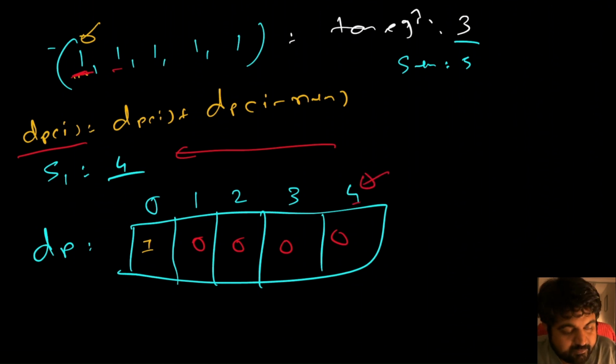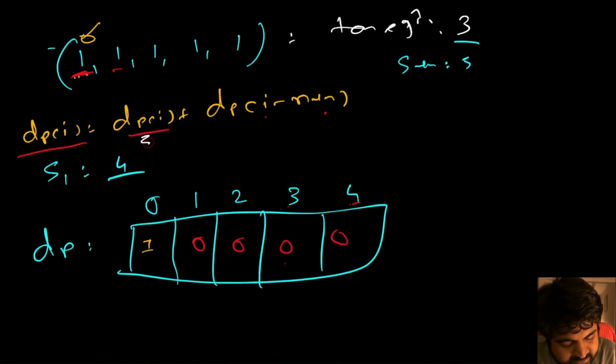Currently the value of dp of 4 is 0, so this value is going to be 0, and dp of I minus num, so 4 minus 1 is going to be 3. This is also 0. So we are not bothered to check or update value number 4, because there is no way we can generate value number 4 using just 1.